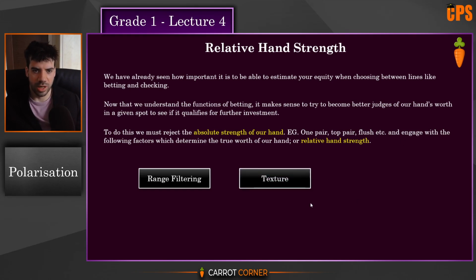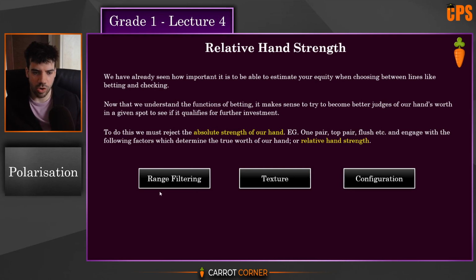Texture. What has happened to the board? How's it run out? What has that done to upgrade or downgrade the strength of your hand? And finally, configuration. What was the initial starting point? Was it hijack versus big blind? Was it small blind against button 3-bet pot? These things have a massive effect on relative hand strength as the hand progresses.